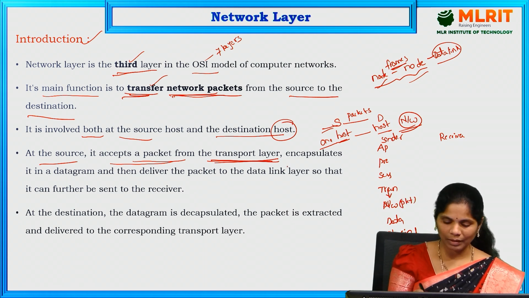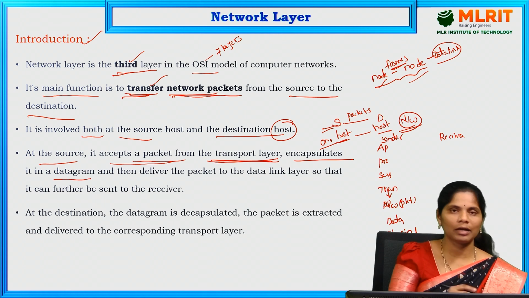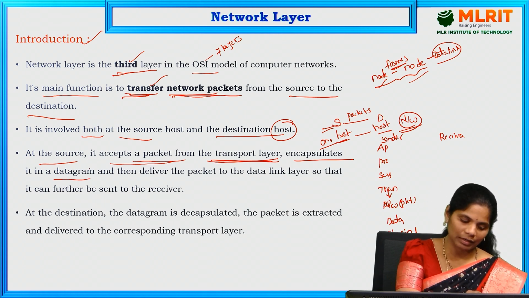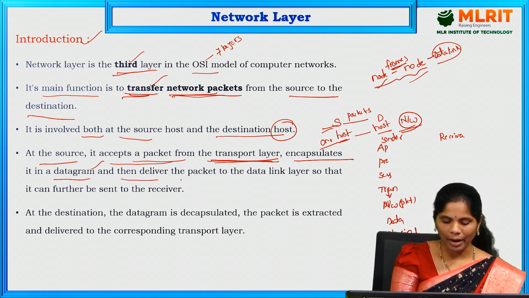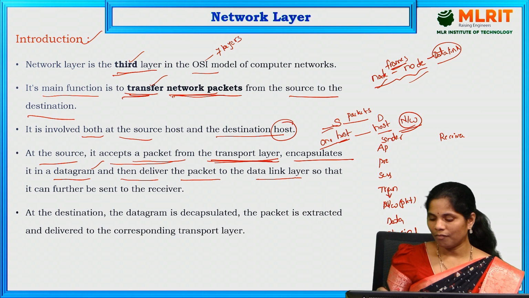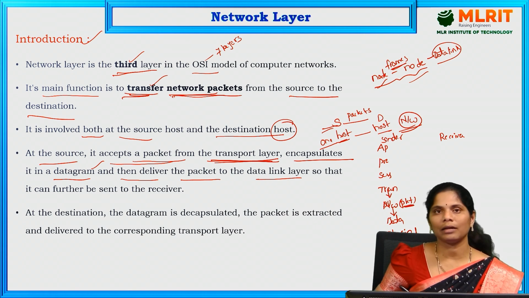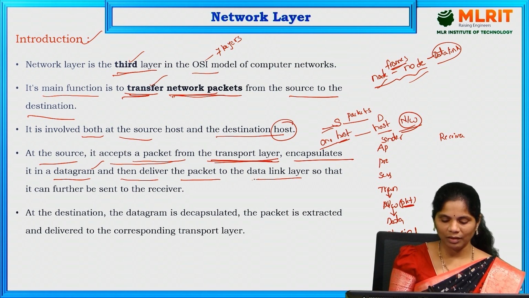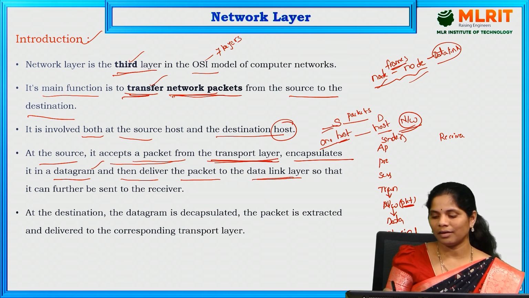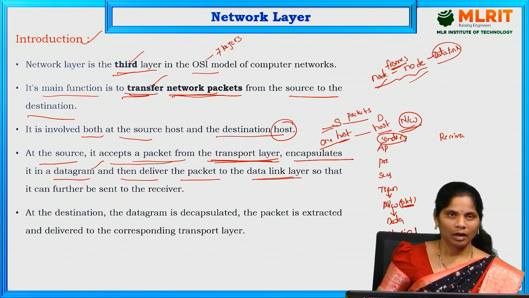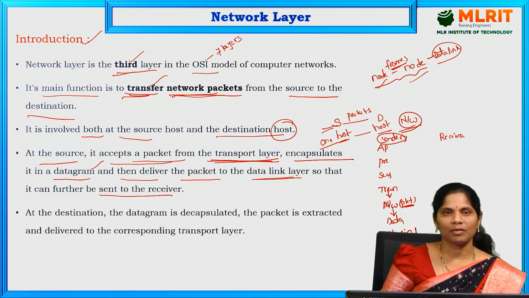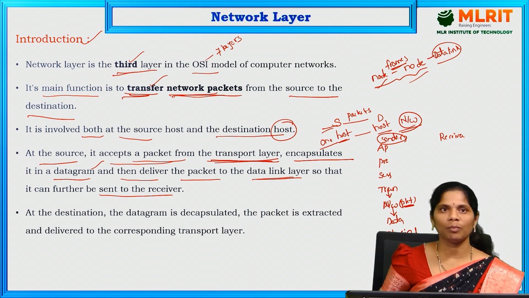At the same time, it encapsulates them in datagrams. Packets are also called datagrams, and then it delivers the packets to the data link layer. Whatever packets are there in the network layer are transferred to the data link layer. That is the main process at the source side, the sender side, the source host. They are further sent to the receiver. That is the process at the source.